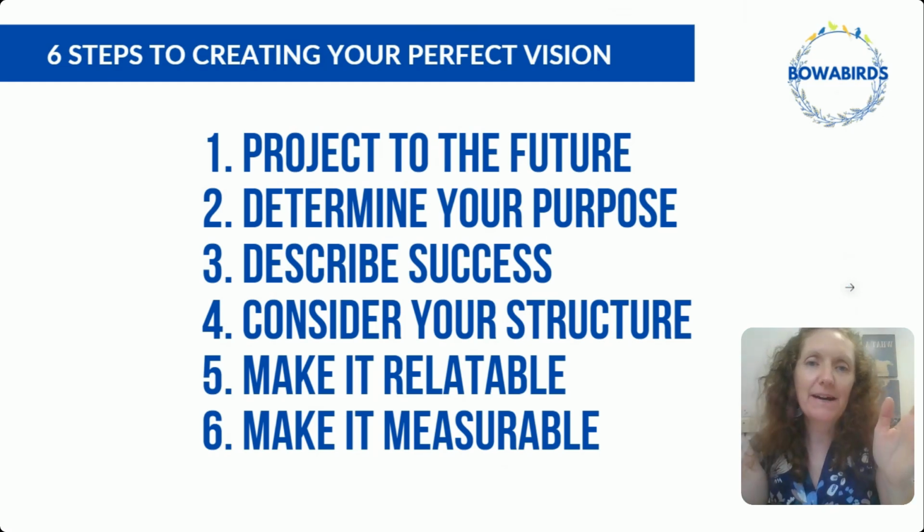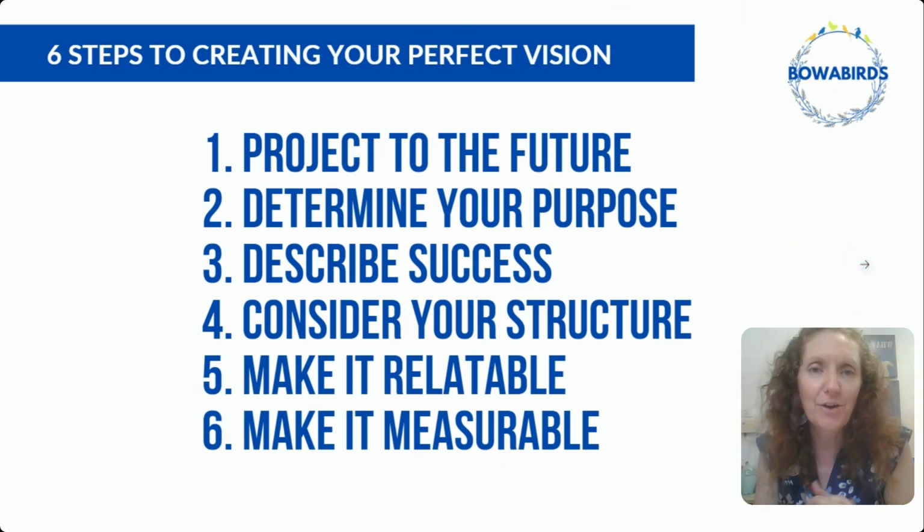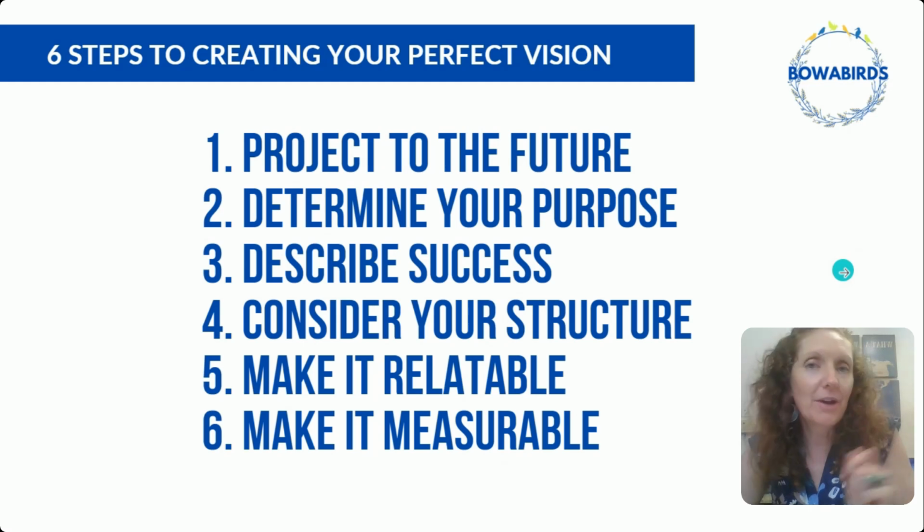So, the 6 steps are to project into the future, determine your purpose, describe success, consider your structure, make it relatable, and make it measurable. At the end of this, you're going to have a process that you'll be able to go to create your perfect vision for your organization, business, or your community or idea.